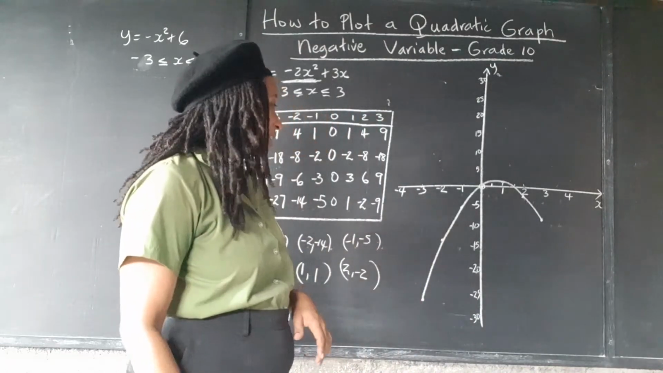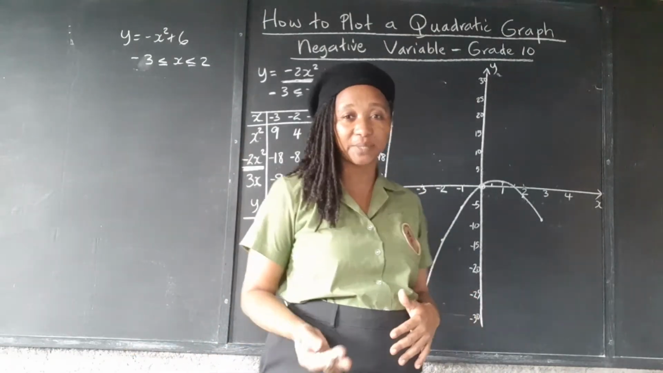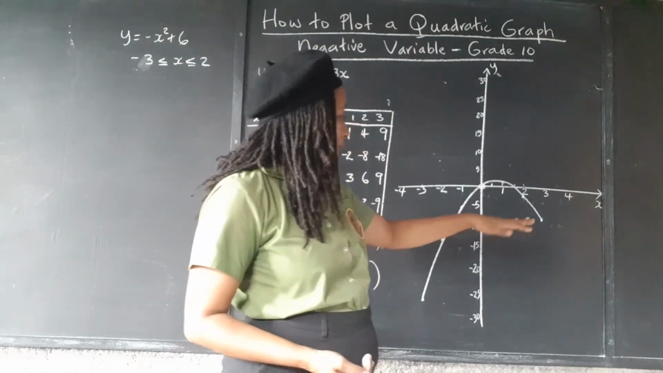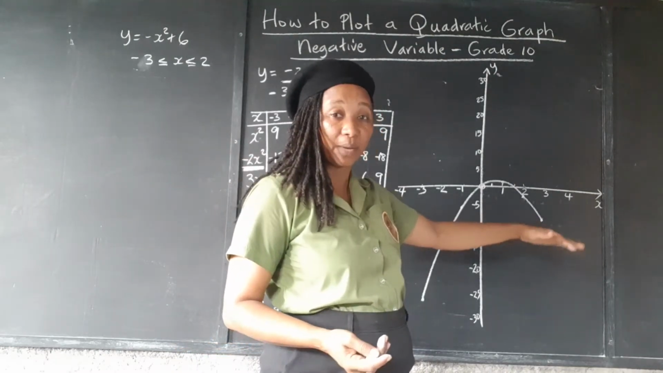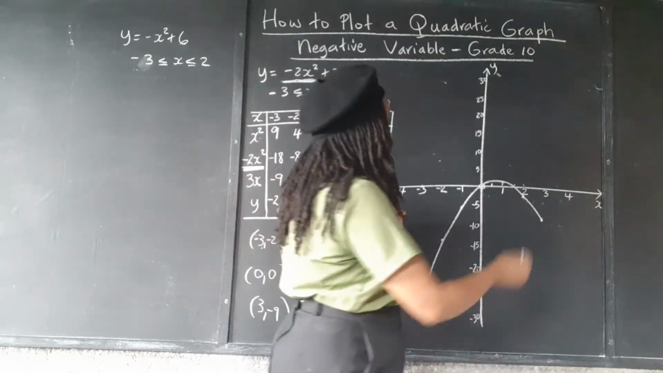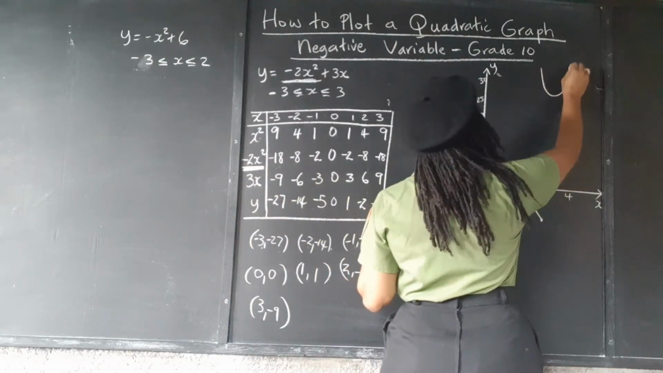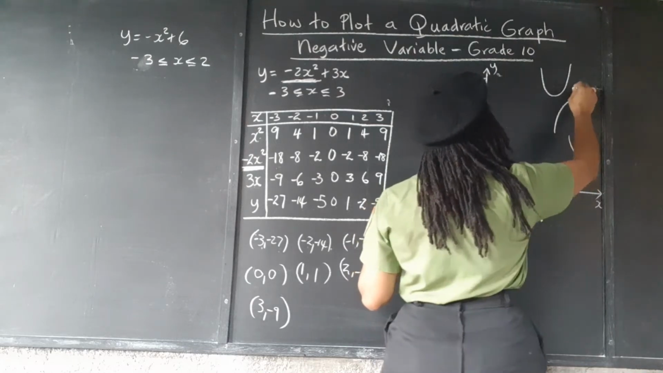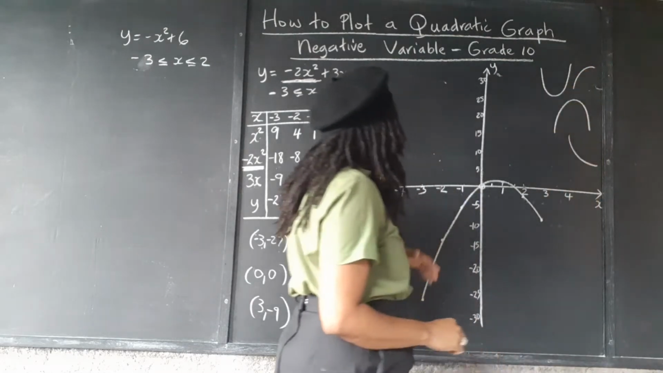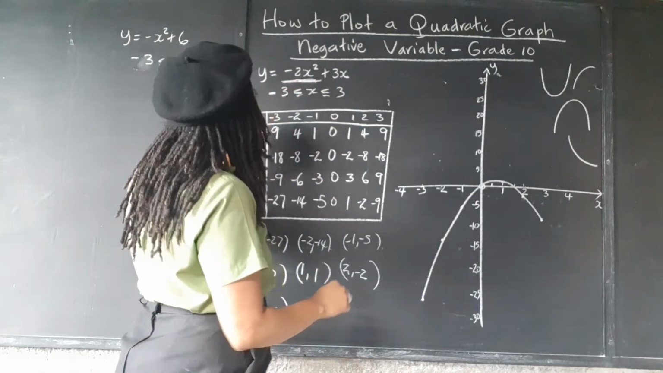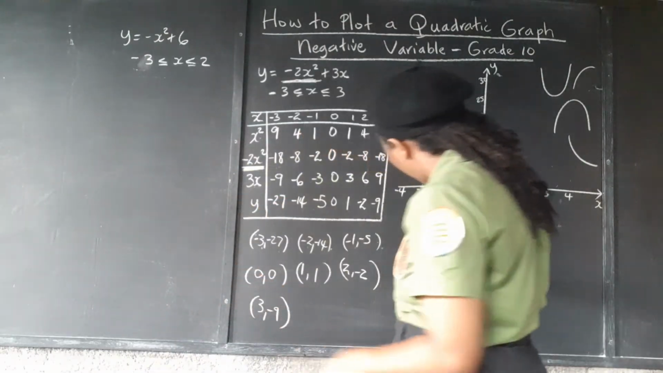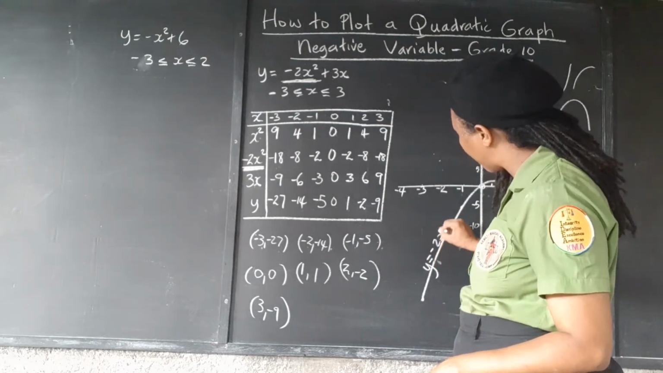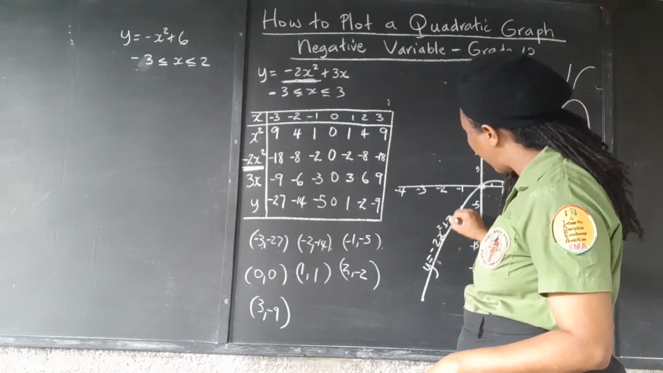Okay? It's not always going to be a complete parabola. Sometimes it's going to be just a part of it. Sometimes you're going to get your full parabola like that, sometimes like that, or just half of it, or a quarter of it, right? So now we write our equation on the graph, y equals negative 2x squared plus 3x.